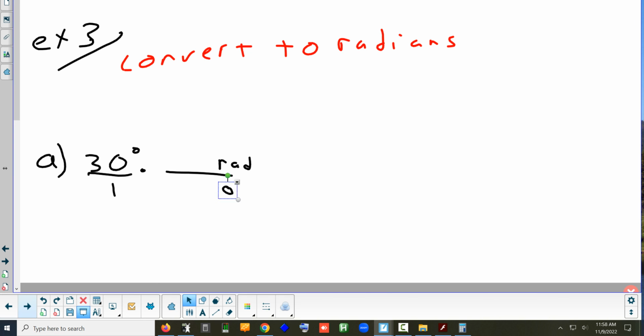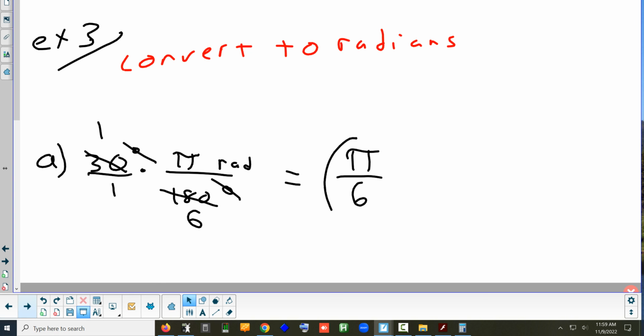When you think degrees, what number always goes with degrees? 180. And what number goes with radians? Pi. Degrees in the top and bottom cancel. 30 goes into 180 6 times. So what do you end up with in the top? Pi over 6.